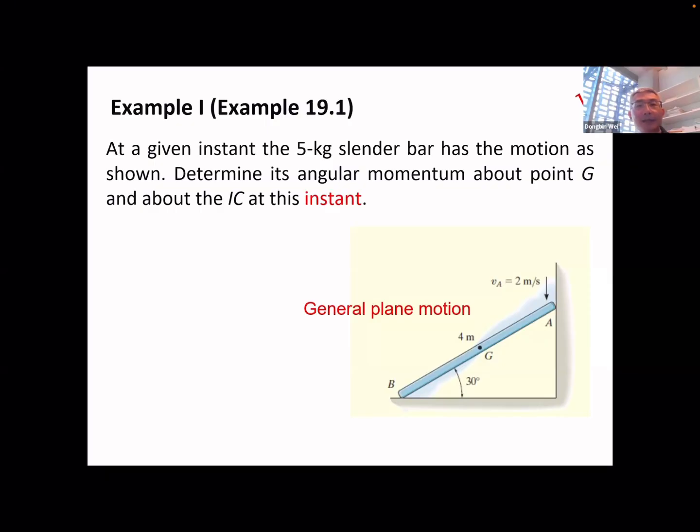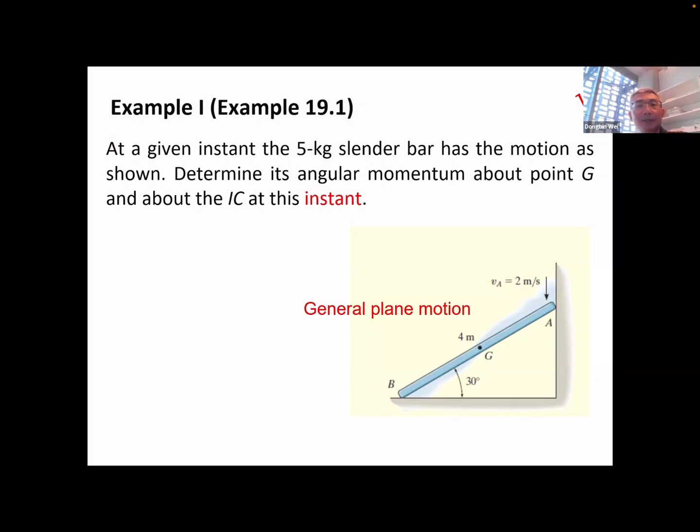And here you can see at this instant, there is a blend bar. Its mass is 5 kilos. If a blend bar has the motion like this, falling down, we know it must be general plane motion. This is a very simple case. We are familiar with this, and we know it's general plane motion.